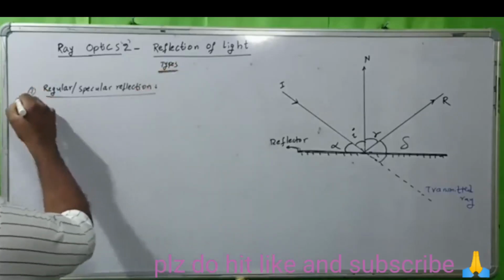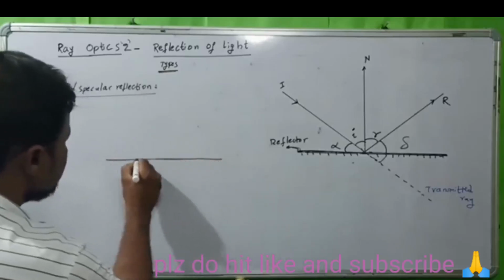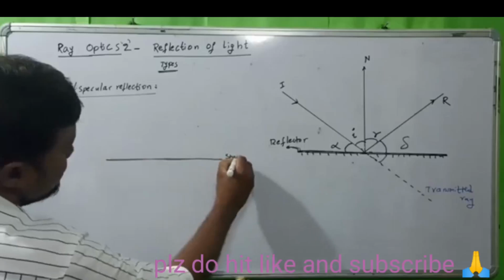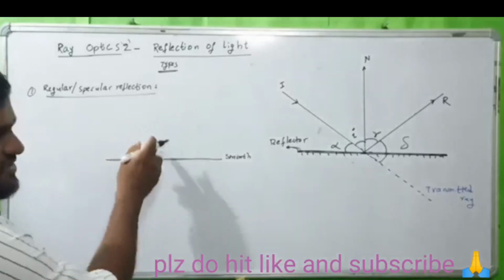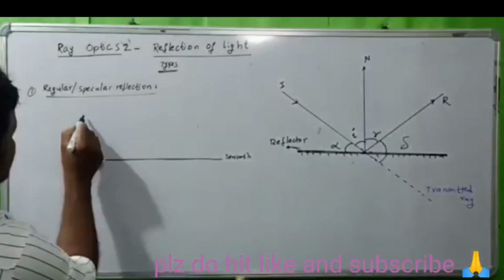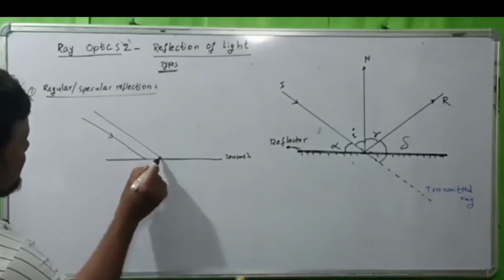The first type is regular reflection. Suppose there is a plane surface, the surface is smooth, from which reflections can take place. Imagine a parallel beam of light incident on the plane surface.